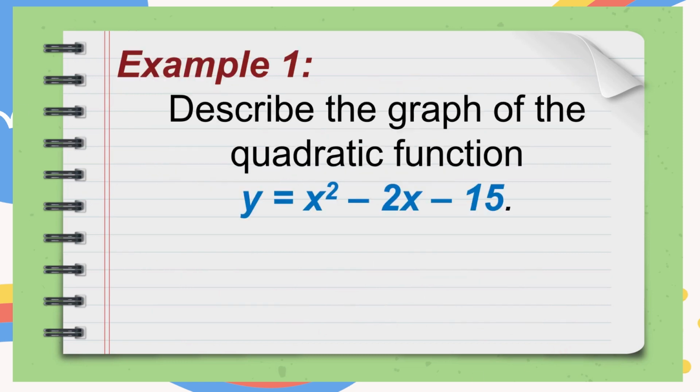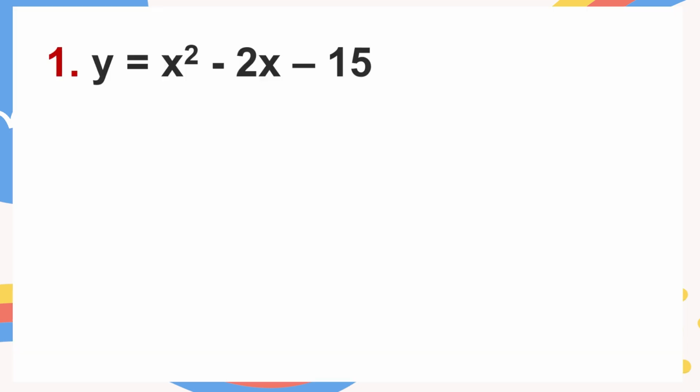To better understand the description of the graph of quadratic function, consider this example 1, y equals x squared minus 2x minus 15. Change the equation in standard form. So I'm going to use the completing the square method.